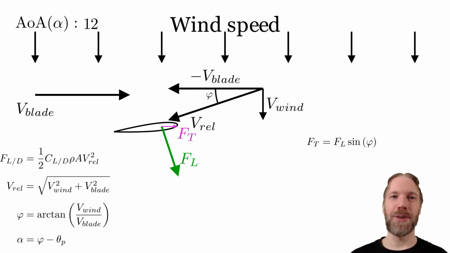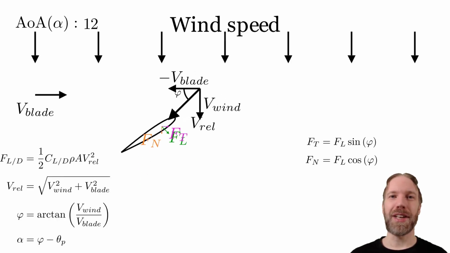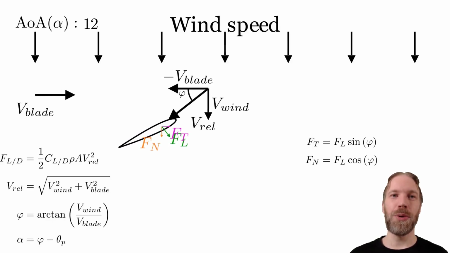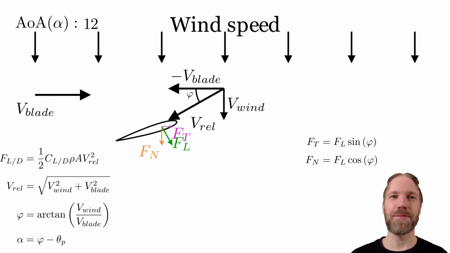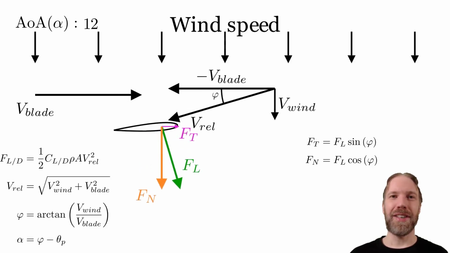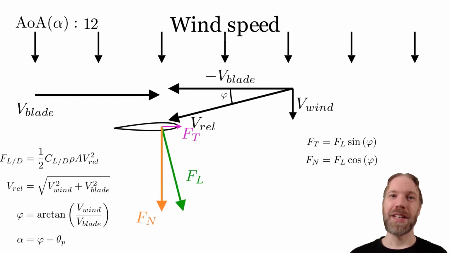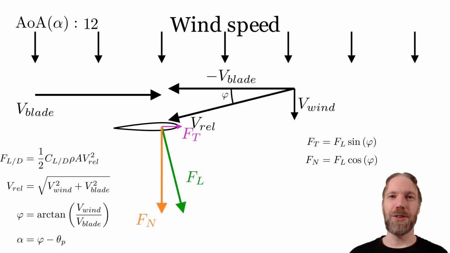We can also add the normal force, which is the component of the force perpendicular to the motion of the blade. This force is calculated using cosine instead of sine. Watch what happens to these forces when we change the blade speed. Both the lift and the normal force increase almost quadratically when the blade speed is increased. But there's only a linear increase in the tangential force. This is due to the factor sine phi, as the angle of relative wind decreases with increased blade speed. But it is still a linear increase, so when the blade moves faster, the force pushing it forward increases.